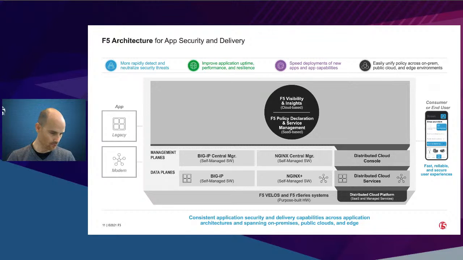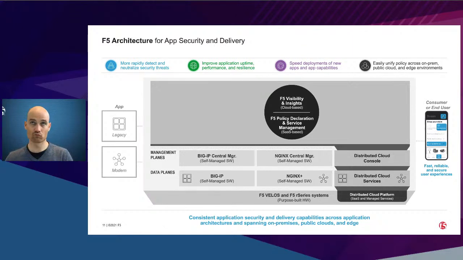So at the lower layer, you can see the F5 VELOS, F5 series. It's hardware. Of course, we need hardware somewhere, in your data center, in my data center, in AWS. So we have the platform itself at the lower layer. On the top, on the right part, you can see the Distributed Cloud platform. This is the platform as a service. This is owned by F5.